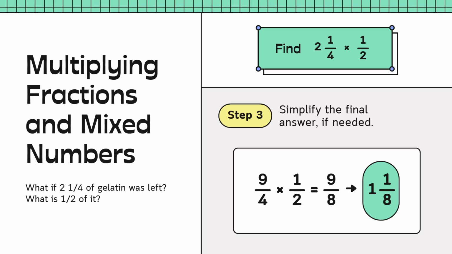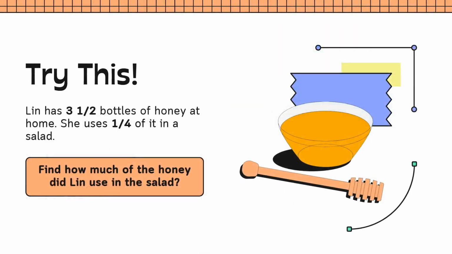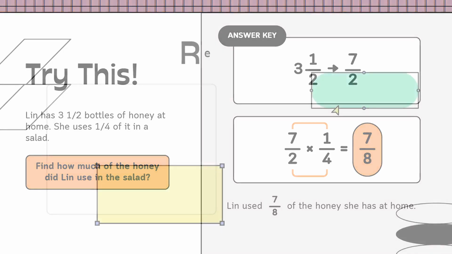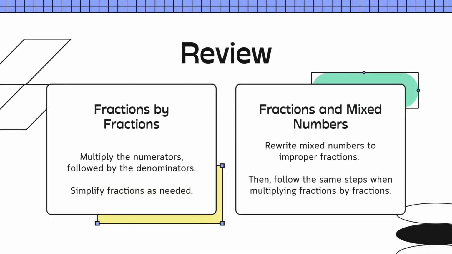Simplify, we can do that. And this is the same thing. 3.5 bottles of honey at home. She uses 1/4. So 1/4 of 3.5 bottles. And so it's 1/4 times 3.5. Make that a mixed number. And so that's what we're learning to do.